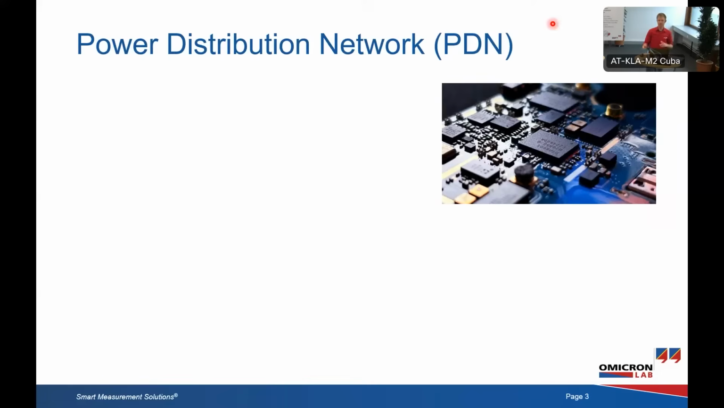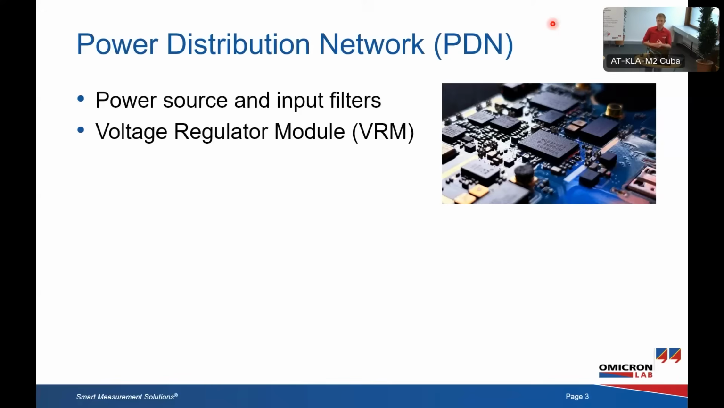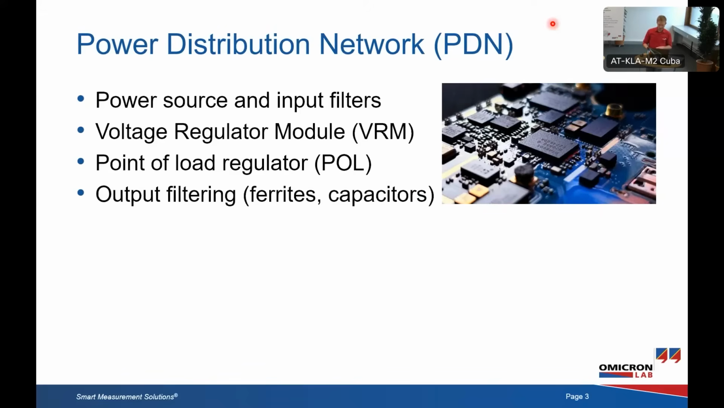The PDN, the power distribution network, is composed of many different parts. It starts basically with the power source. Where does the power come from? Then the power is often filtered, so we have input filters. That's what we heard about already today. Then we have the voltage regulator module that brings down the voltage level to provide the right voltage level to the load. Sometimes there is a point of load regulator at the load. And often there is also some output filtering.